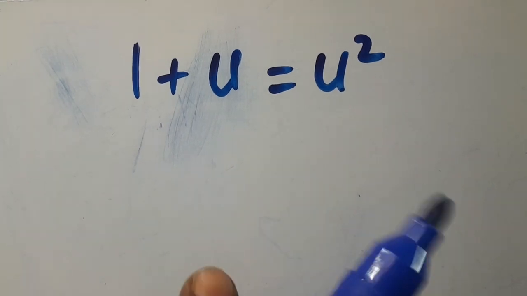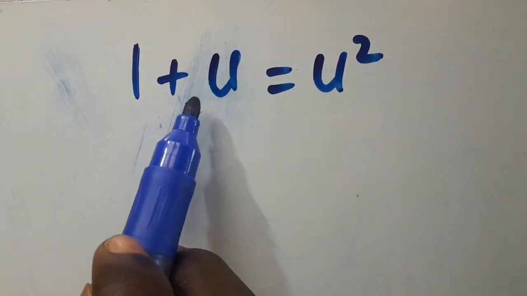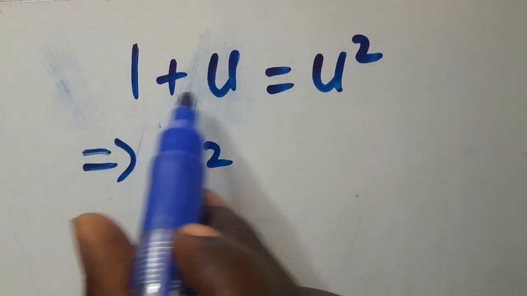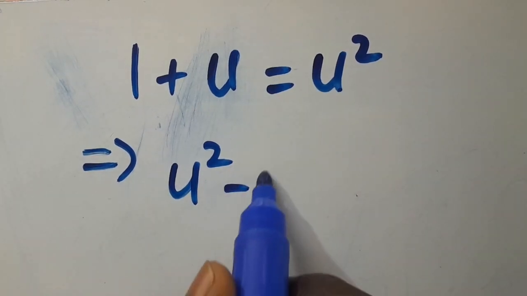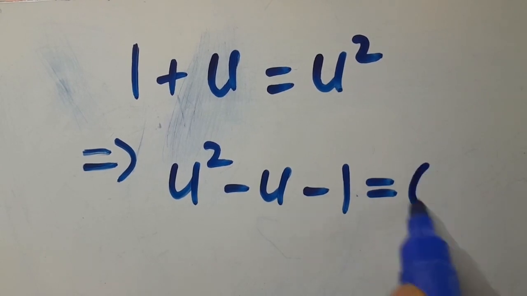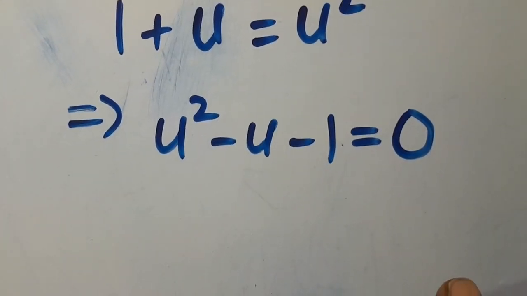So from here, let's take the whole of this term to the other side. So it implies we are going to have u squared. This u will change to negative to be minus u. This plus 1 will change to minus 1 to be minus 1. We should let everything equal 0. This is a quadratic.